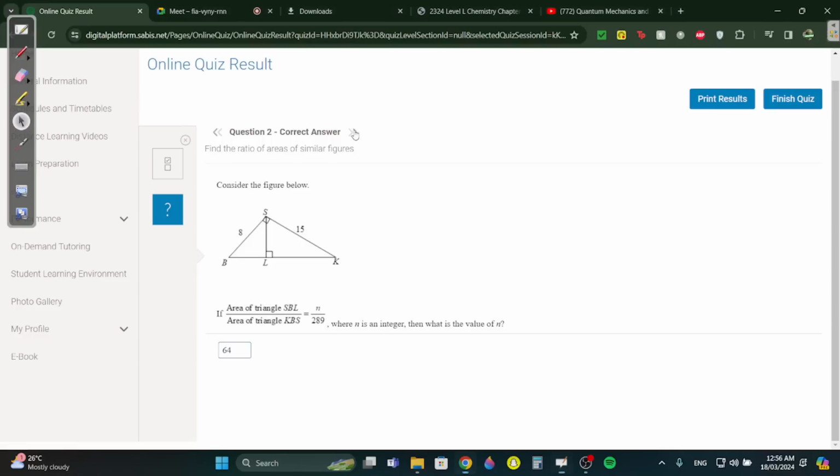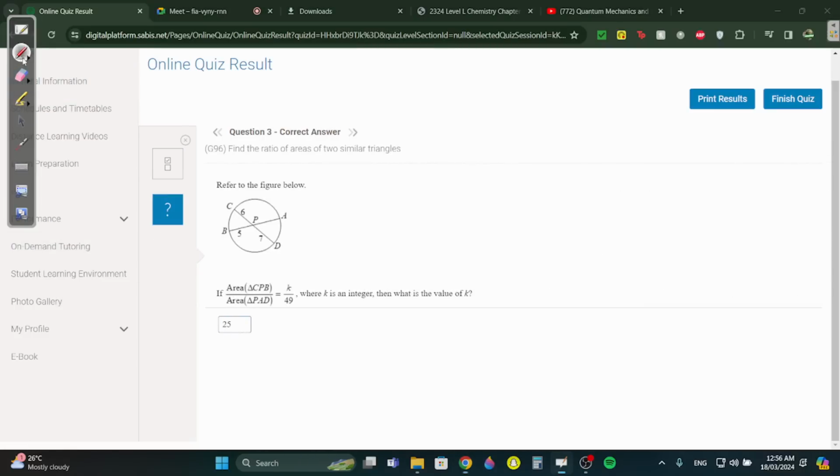Question 3. For the circle, the sides you take that are corresponding are the sides that are beside each other. It won't be 6 corresponding to 7. No, it's going to be 5 corresponding to 7.